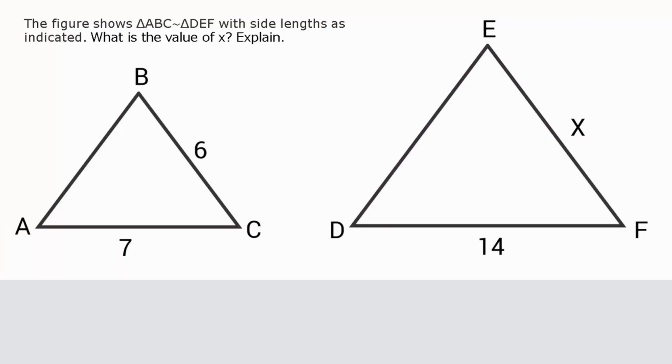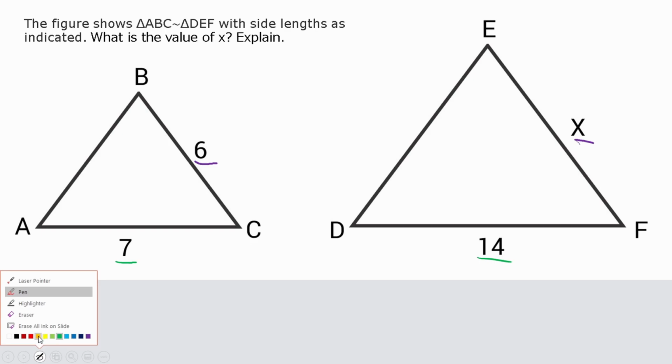Next up, we have another simple one. And this one's already, everything's matched up. It tells you triangle ABC is similar, that little squiggly means similar to, triangle DEF with the side lengths indicated. What is the value of x and explain? So all we have to do here is set up the proportion again. So what we could say is that 6 and x are corresponding. And then we also know that 7 and 14 are corresponding.